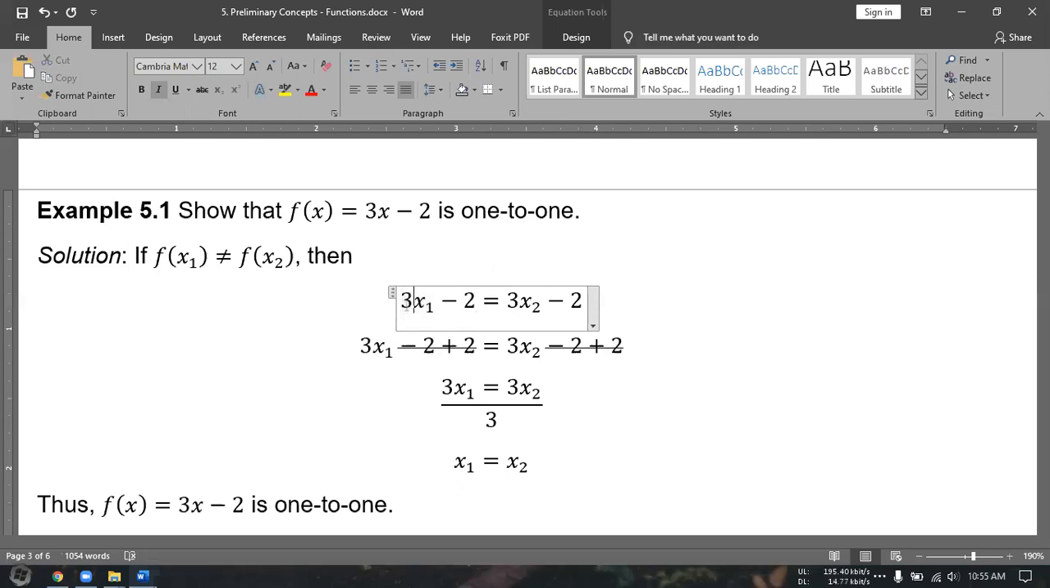So, where na tayo? Ayan, we canceled out negative 2 plus 2. And later on, we divided 3 both sides of our equation. So we therefore find out that x sub 1 is equal to x sub 2 if the functions are equivalent. Therefore, we can say that f of x being defined as 3x minus 2 is 1 to 1.